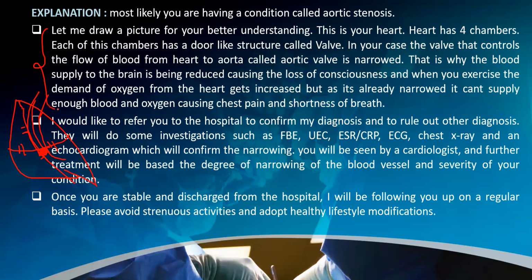So see that the explanation should be as simple. So you draw the picture, you say that this is your heart. Your heart has got four chambers. Each chamber has got a door-like structure known as valve. In your case, one of the valves, known as the aortic valve, which controls blood supply from your heart to the aorta, is narrowed. And this aorta is supposed to supply blood to your whole body, including the brain.